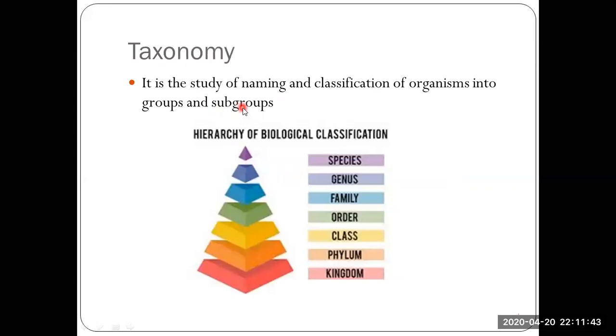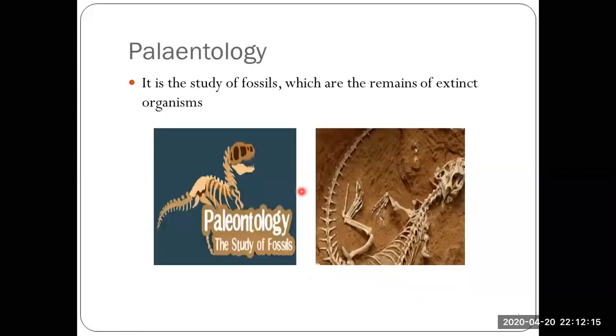Taxonomy. It is a study of naming and classification of organisms into groups and subgroups. You know, on our planet Earth, there are a great number of organisms including plants, animals, insects, each and everything. So for our ease, we have divided them into different groups, namely kingdom, phylum, class, order, family, genus and species. When we name different organisms, either plant or animal, we classify them in different groups and subgroups. This is called taxonomy.